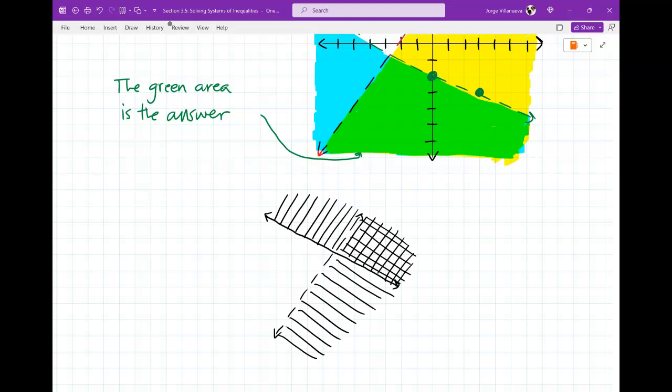If you're not using colors, try to be neat. Try to draw straight lines in one direction, straight lines in the other. That way when they cross each other, you can see this is the section that is your answer. Okay? So you don't have to go buy colors or anything.